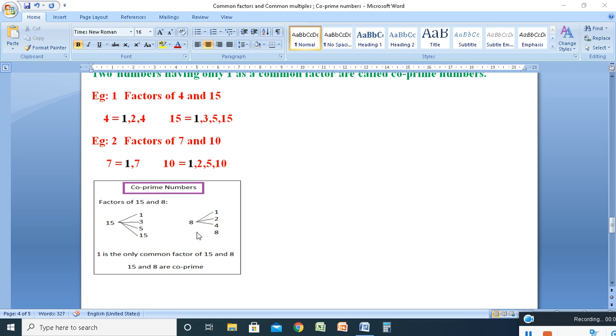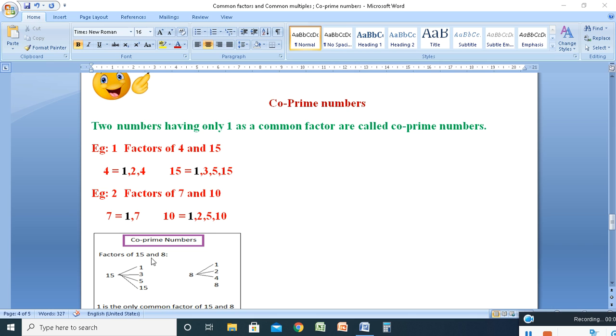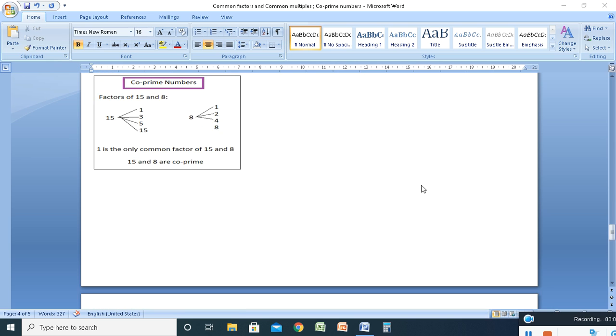And one more example I have given: 15 and 8. 15 and 8 are also co-prime numbers, because I have mentioned the factors here. From that, compare the factors. Only one should be a common factor for both. Then the given numbers can be co-prime numbers. So two numbers having only one as a common factor are called co-prime numbers.